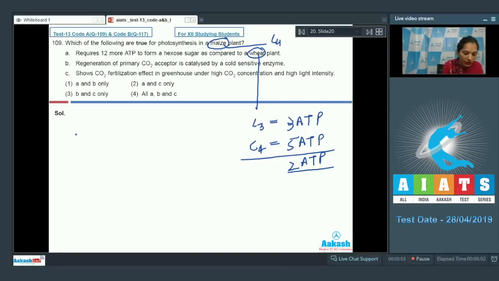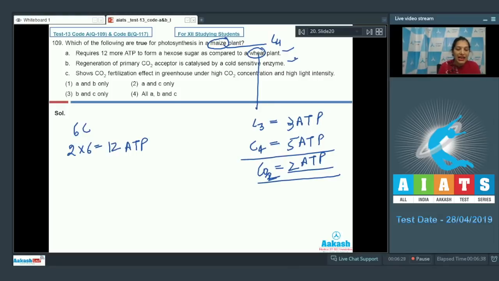Now, to form a hexose sugar means it has 6 carbon molecules. For 1 CO2 molecule, we require 2 ATP extra. For 6 molecules, 2 into 6 is 12 ATP extra. So this is correct. B. Regeneration of primary CO2 acceptor is catalyzed by a cold sensitive enzyme. Yes, PEP synthetase is the cold sensitive enzyme and it is required during the regeneration of primary CO2 acceptor, that is PEPcase or the PEP carboxylase.